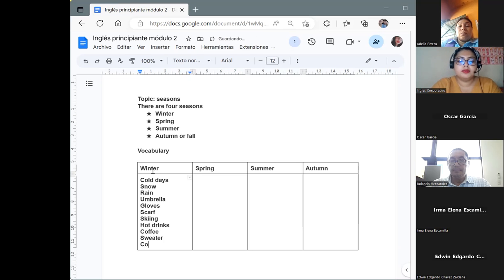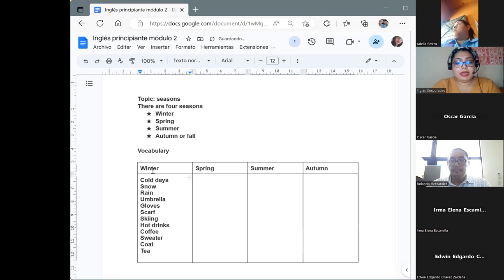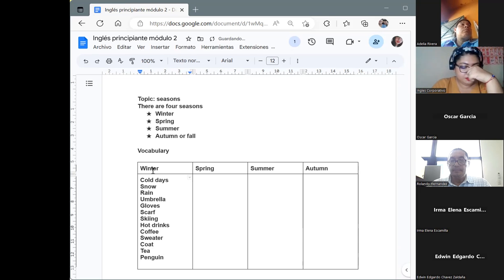Then we have a coat. We have here tea. Penguin, podemos pensar en los pingüinos cuando hablamos del invierno. También podemos pensar en bear, los osos, ¿verdad? Son palabras que se nos vienen a la cabeza cuando estamos hablando de las estaciones. I know that you are thinking about more words that we can use or we can like write in this place, but these just are examples of words that we can use related to different seasons that we have during the year.